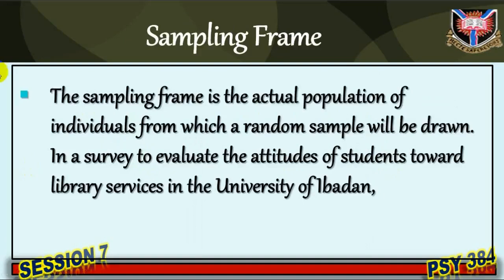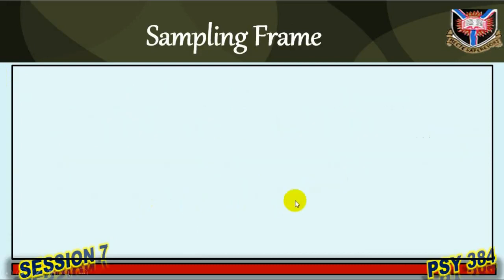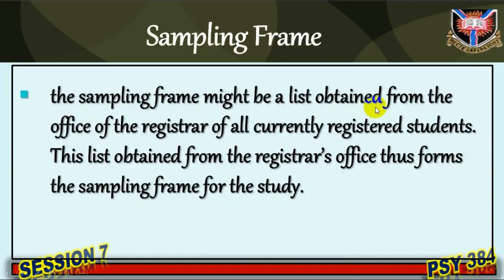Sampling frame. The sampling frame is the actual population of individuals from which a random sample will be drawn. In a survey to evaluate the attitudes of students toward library services in the University of Ibadan, the sampling frame might be a list obtained from the office of the registrar of all currently registered students. This list obtained from the registrar's office thus forms the sampling frame for the study.